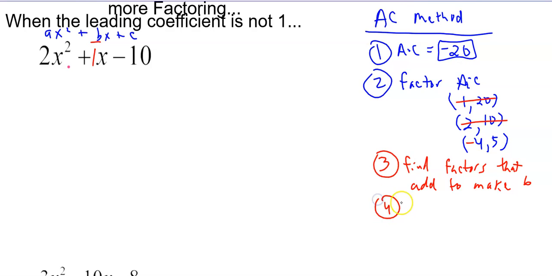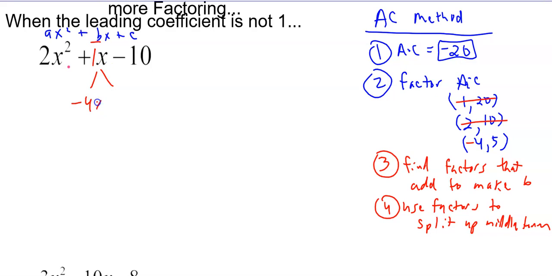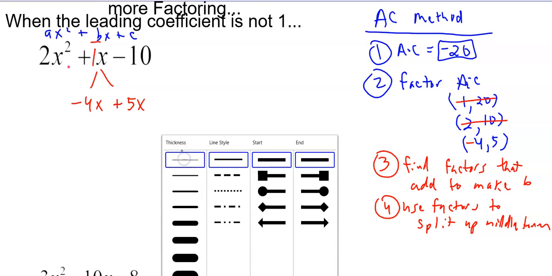Step 4, use the factors you just found to split up the middle term. So this 1x is going to get split into, in this case, negative 4x plus 5x. 1x is the same thing as negative 4x plus 5x. It's just a different way of writing that.